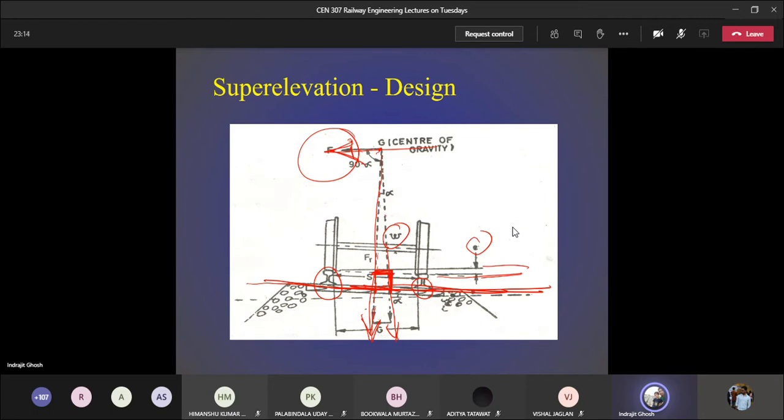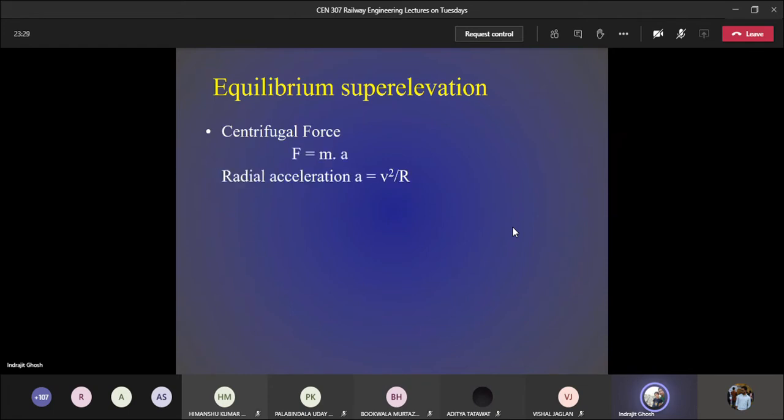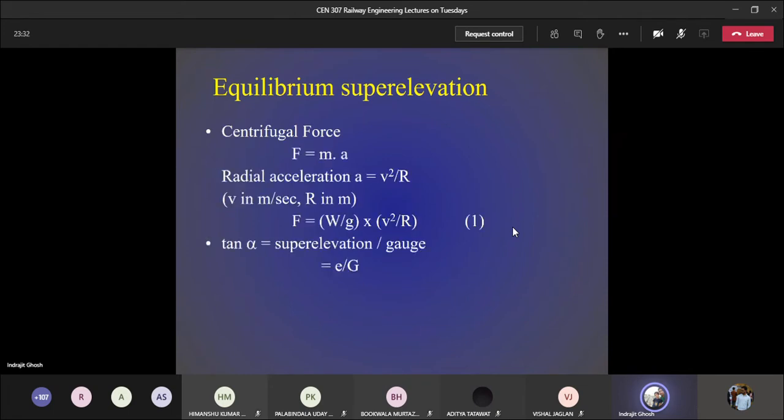This will make sure there is no unbalanced force being distributed to the two different wheels and the effect of the centrifugal force is being counteracted. Now we have certain derivations. Those are simple ones you have seen several times. Centrifugal force F is mass times acceleration. This acceleration is the radial acceleration, v squared over r. v is in meters per second, r is in meters. If m is equal to W over g, we replace a with v squared over r. Tan theta is super elevation over gauge, E over G.